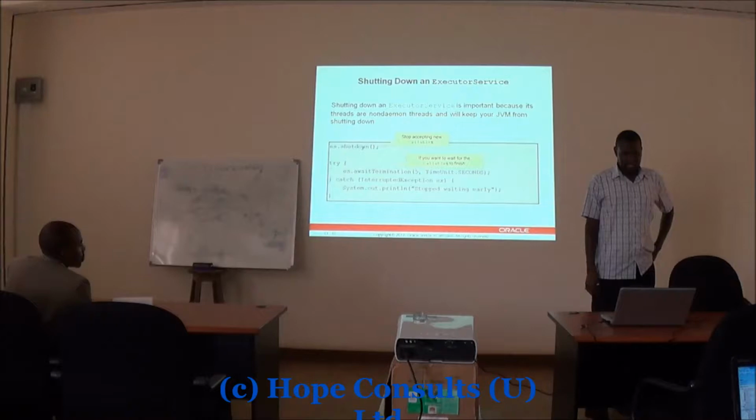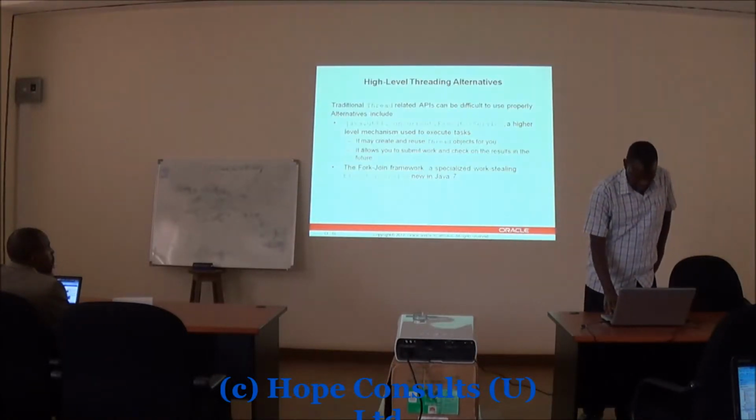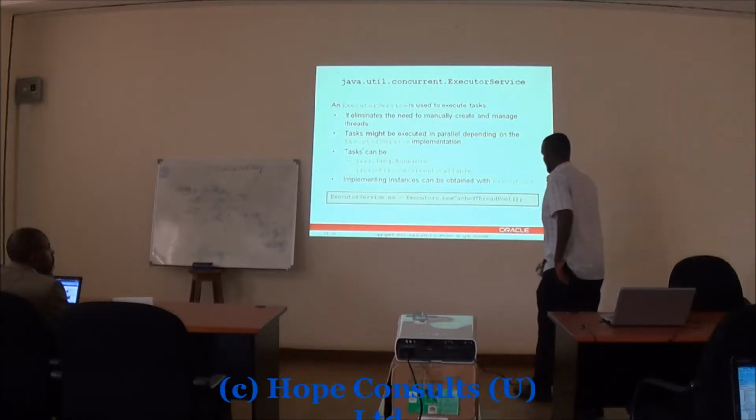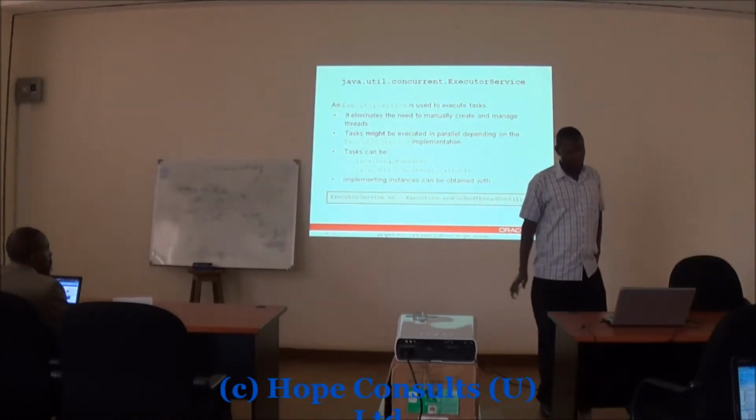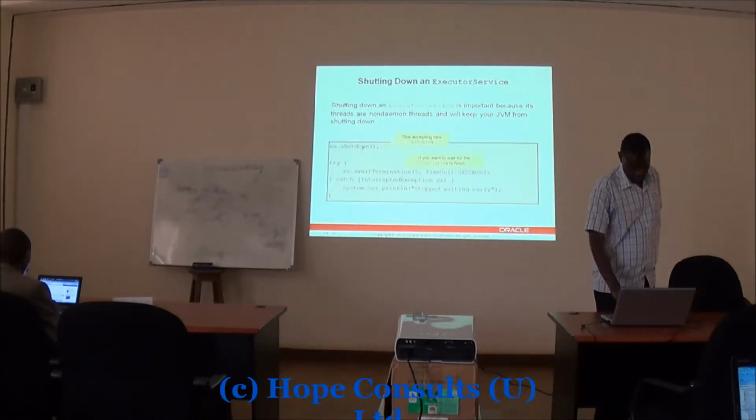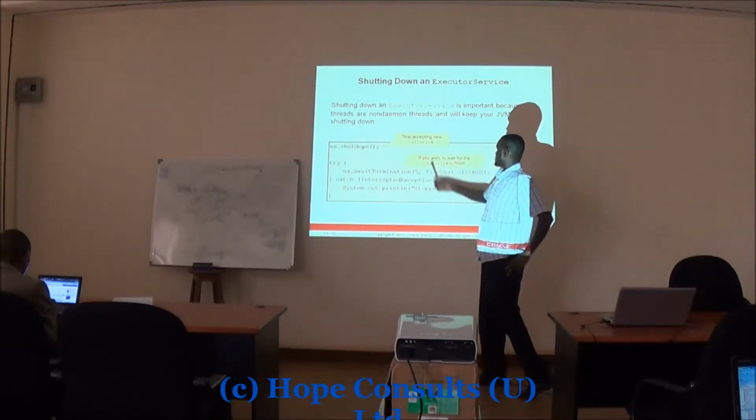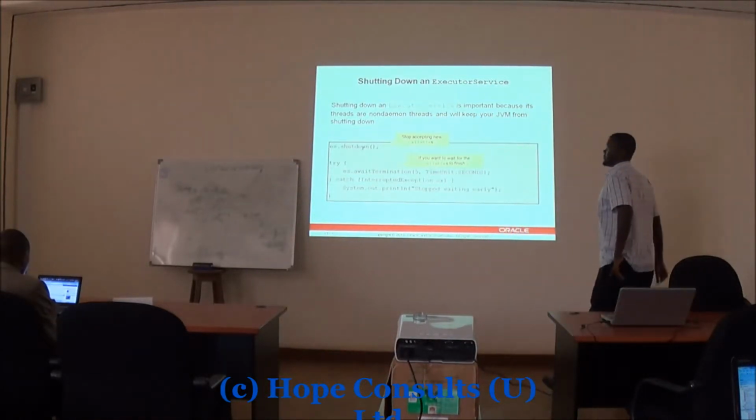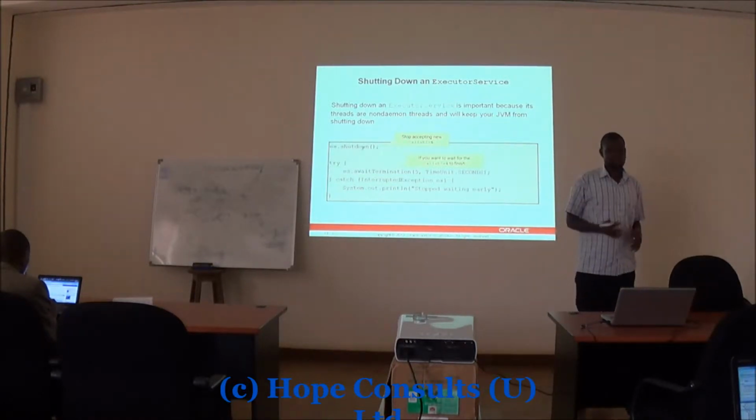And then you can shut down an executor service once we are done using it. Of course, after declaring it like this, we can shut it down once we are done using it. Shut it down like so, shutdown. If it will not shut down automatically, you just issue the command shutdown.